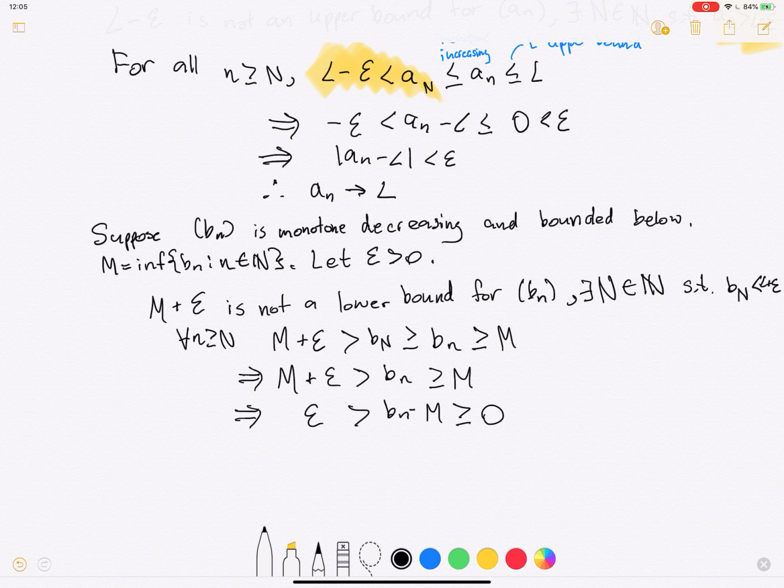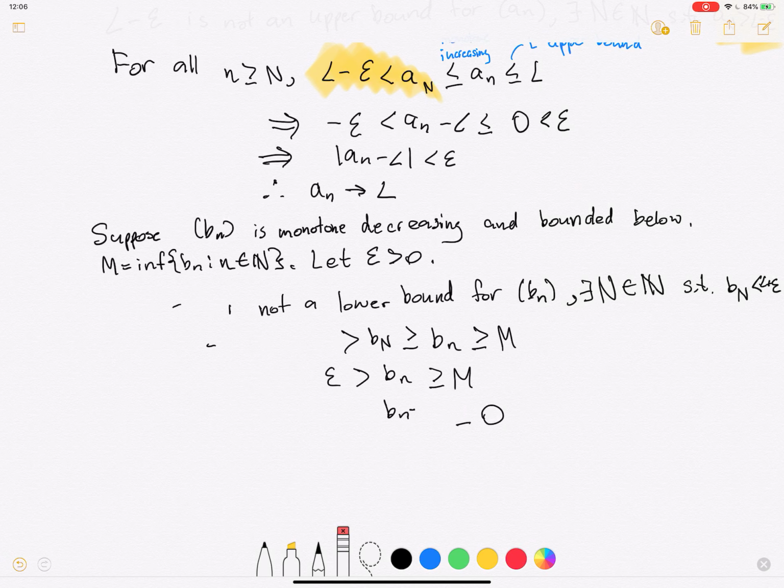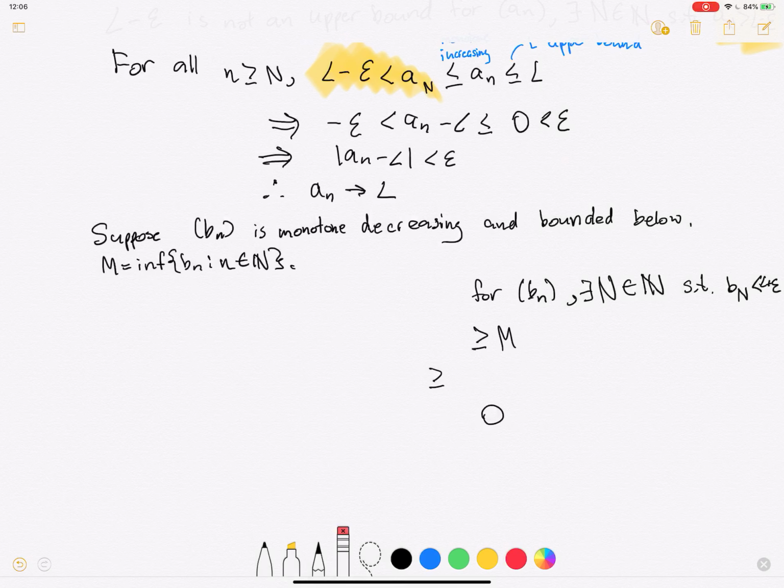I'm a bit unsure on how to proceed with this proof. Oh, I don't think we can show the absolute value is less than epsilon from where we are. So let's backtrack. So imagine none of those things were said.